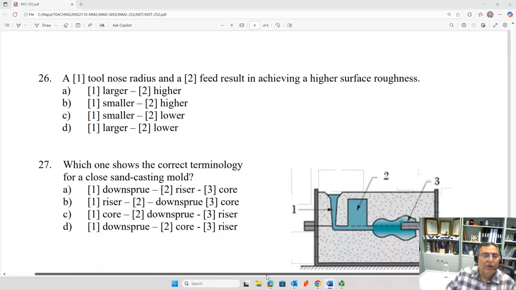Question 27. Which one shows the correct terminology for a closed sand casting mold? We've got 3 sections identified by numbers. The conical section is indicated by 1, and that is representing the down sprue, of course. We've got number 2, which is the riser, and we've got number 3, which is the core. So the down sprue, riser, and core in the given order make this a complete sentence. For question 27, A is the best choice.